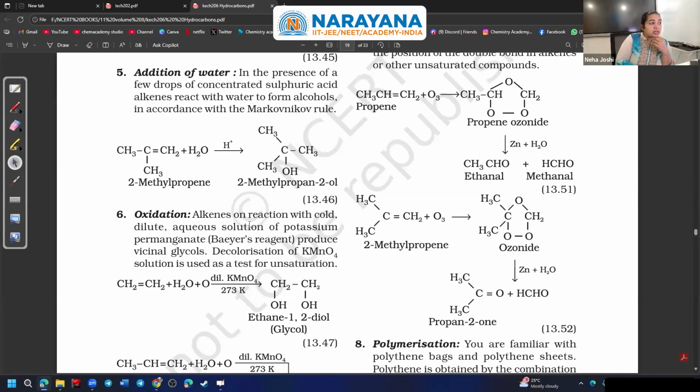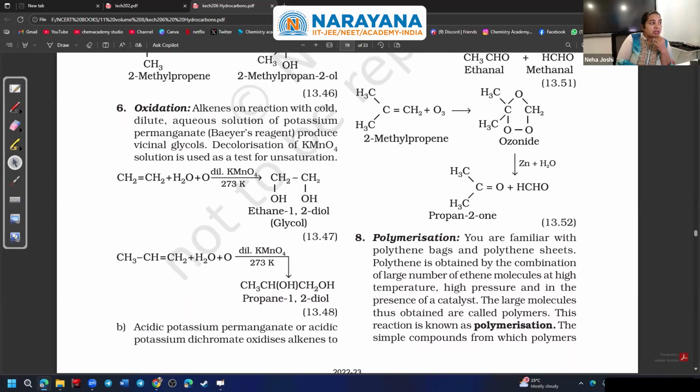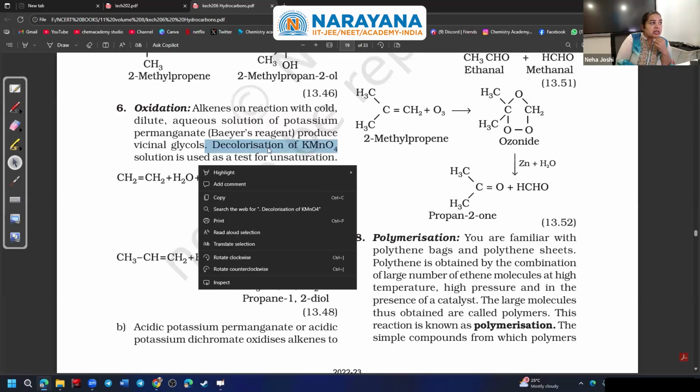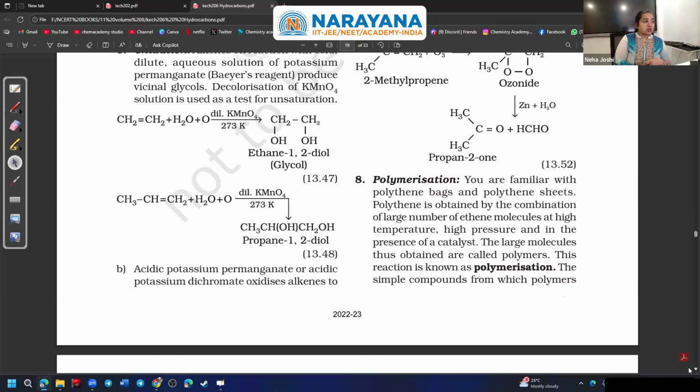Need to be very careful. Alkenes on reaction with cold dilute aqueous solution of potassium permanganate. They are not mentioning the concentration. Usually we say less than 1% is best, but NCERT is not giving. They are simply saying cold dilute aqueous solution of potassium permanganate is Bayer's reagent, produce vicinal glycols. Decolorization of KMnO4 solution is used as a test of unsaturation. Fine. Okay, and see the temperature, 273 Kelvin, 0 degree, they are using this reagent.